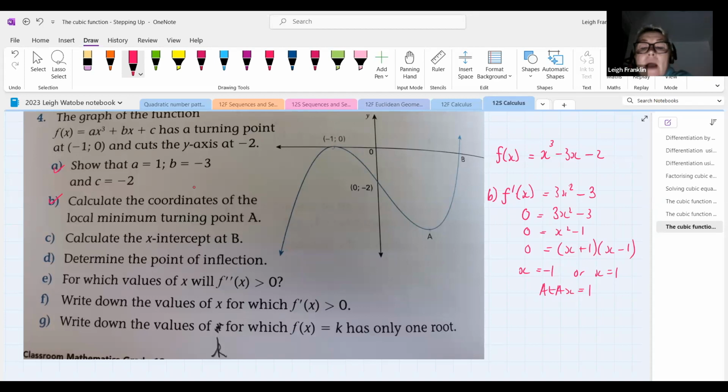When we want to work out the coordinates of A, so the y coordinate, we would say that y was equal to 1 cubed minus 3 times 1 minus 2, which leaves us with 1 minus 3, so that would be negative 4. Okay, so at A, the coordinates are 1 and negative 4.